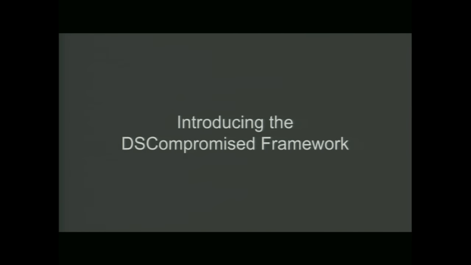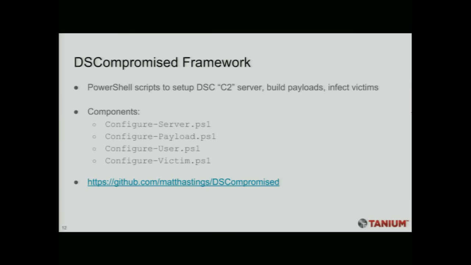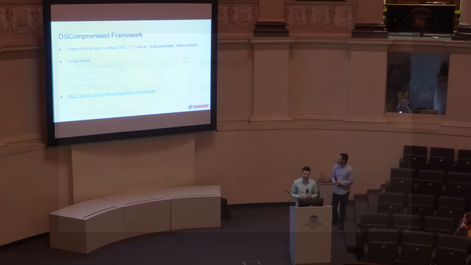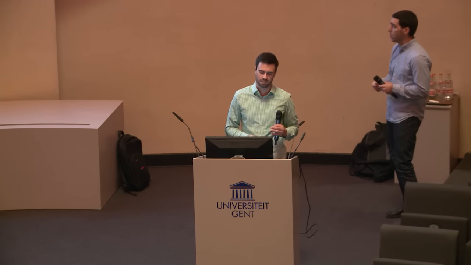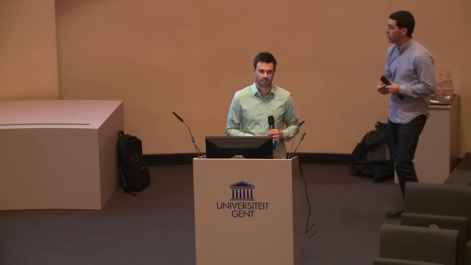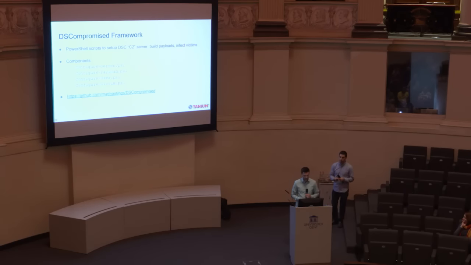And so along with our research, we're also releasing what we're calling the DSC Compromise Framework. This framework is a set of PowerShell scripts that allow you to set up a DSC, what we're calling a C2 server, build out different malicious payloads, and then infect your victims. So far to date, it's 4 different components, all different PowerShell scripts, which we'll go into detail. And it's publicly available on GitHub if anybody wants to check it out.